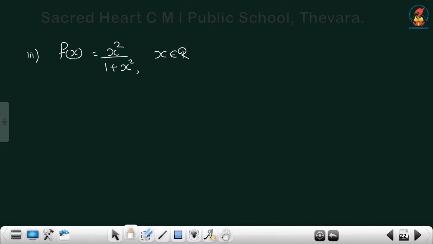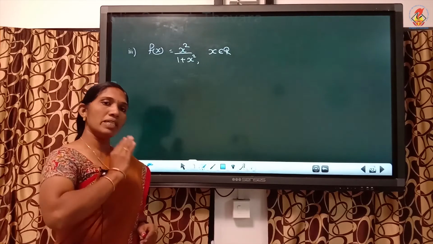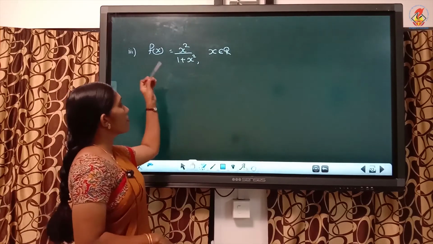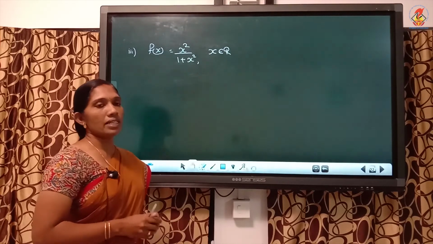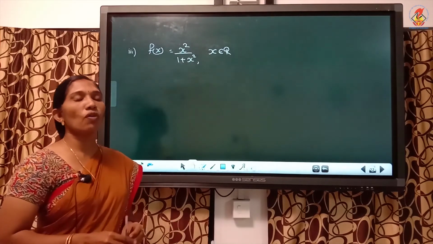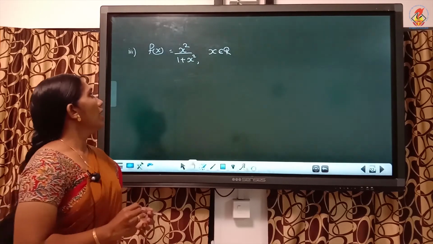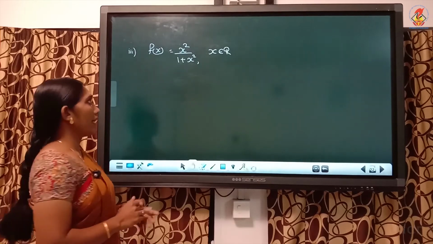This denominator cannot be 0. That's why here the domain is given. Domain means the set of x values. x is a real number. For all real numbers this function is defined, since the denominator cannot be 0 for any real number. Clear? Now here we have to find the range.